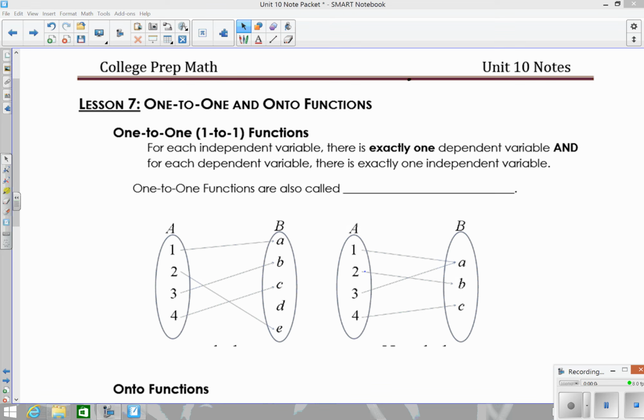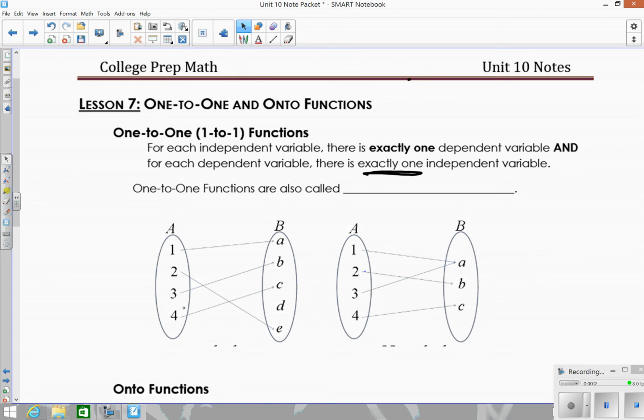Lesson 7, we're going to look at one-to-one and onto functions. So one-to-one is when we have a function where for each independent variable, there's exactly one dependent variable, and for each dependent variable, there's exactly one independent variable. So basically, let's look at these examples here to help you understand what that definition is really saying.